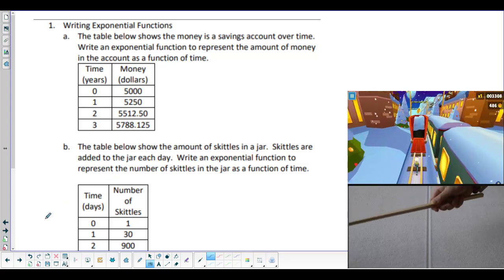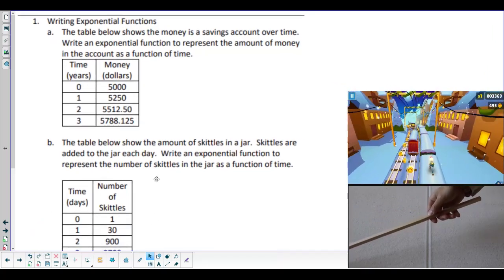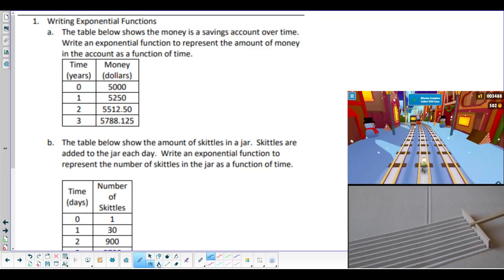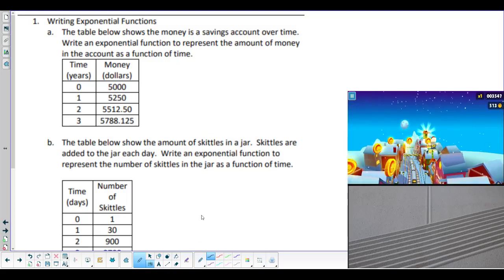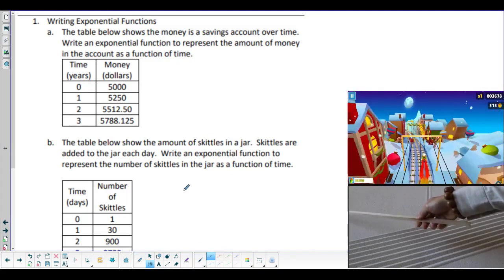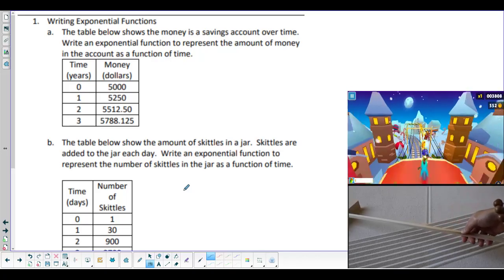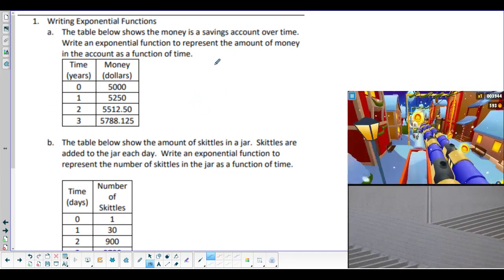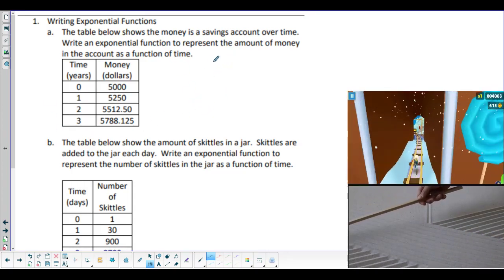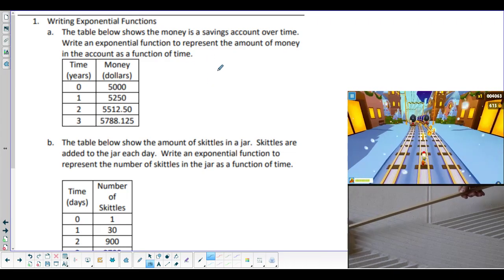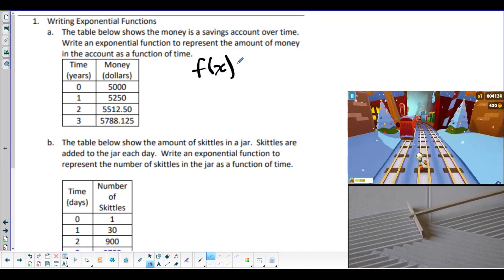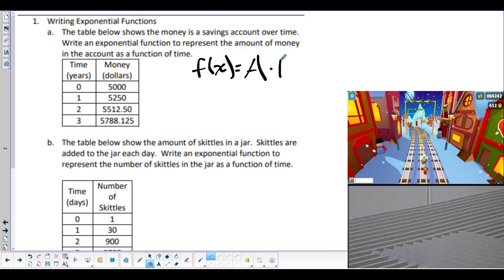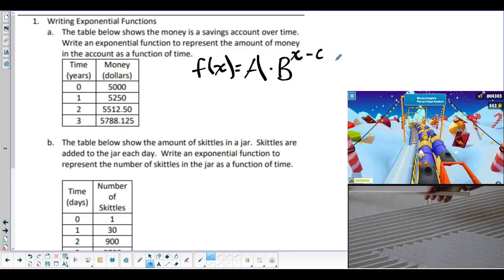So the first problem we have is two tables, and they're asking us to write exponential functions about these tables. Okay, so we're looking at the situation and we're writing the exponential function. Now, the thing we have to remember for this is the base form of an exponential equation. I'm going to write it as notes right here, and then I'll actually end up doing the problem. But here's what it looks like, right? So you have f of x, just any function, is equal to a, this letter out in front, times b to the power of x minus c, plus d.